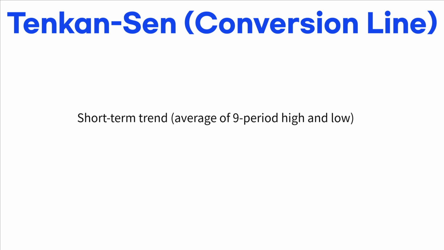If the Tenkan-sen moves up, it indicates that prices are in an uptrend. Conversely, if the Tenkan-sen moves down, it indicates that prices are in a downtrend. If the Tenkan-sen moves sideways, it indicates that prices are trading within a range.